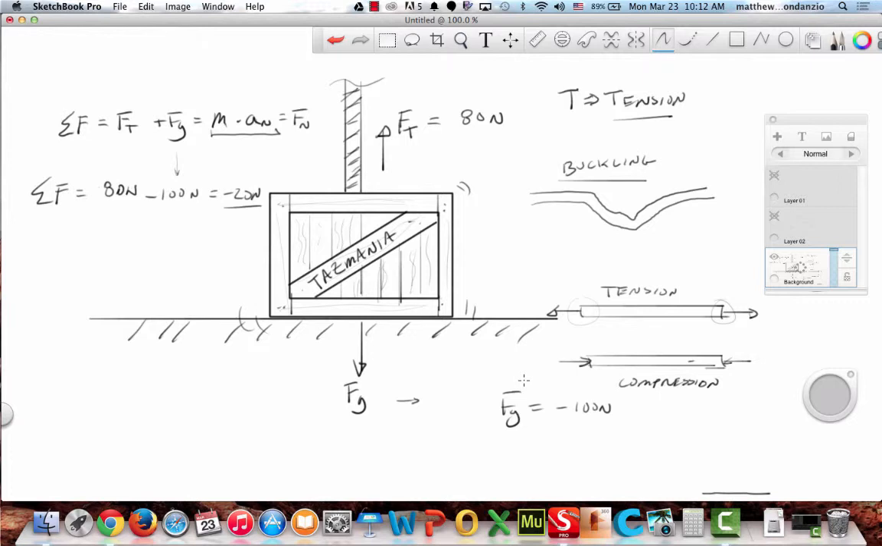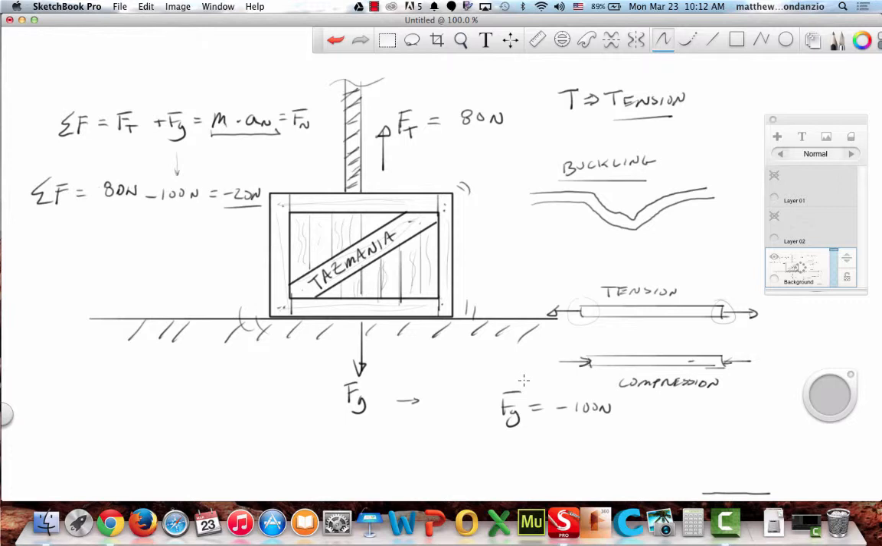It means that the 80 newtons of the tension of the rope are being canceled out by 80 newtons of the force of gravity, but there's an extra 20 newtons of the force of gravity, which means the box is going down. But we're on the ground. Is the box really going down? No. So what must be stopping it from going down? Force of the ground. And how much is the ground pushing back up?